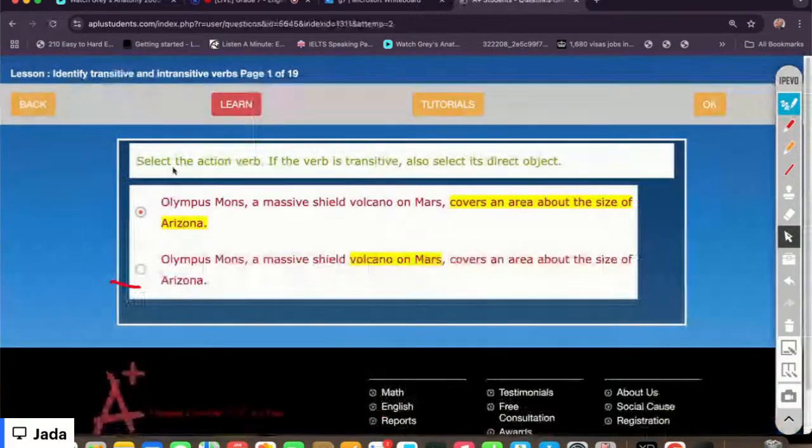Okay, so we have select the action verb. If the verb is transitive, also select its direct object. We have "Olympus Mons, a massive shield volcano on Mars, covers an area about the size of Arizona." So look at it, different parts of it were highlighted. So you have to decide, is it the first or the second one? Is it an action verb or not action?